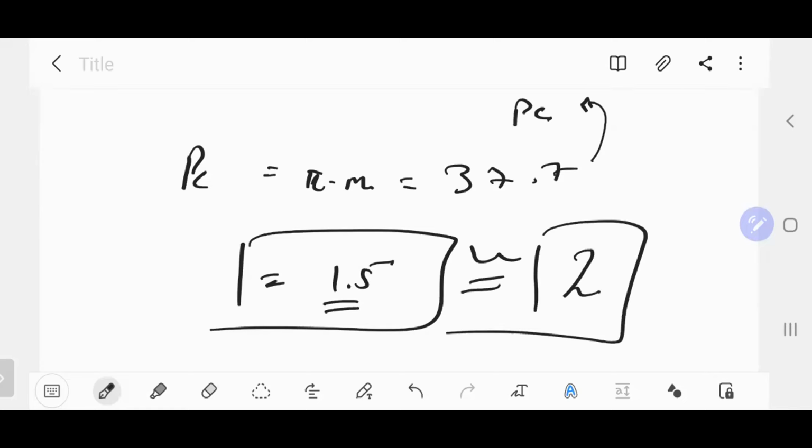So remember this thing just for the contact ratio: it will always be a full number.